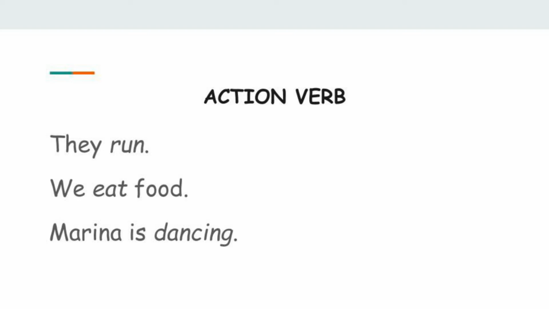Another example: we eat food. What do we do? We eat food. So here the word eat is the action verb that is showing the action. Marina is dancing. What is Marina doing? Marina is dancing. The word dancing is showing an action. So here the word dance, dancing, is the action verb.